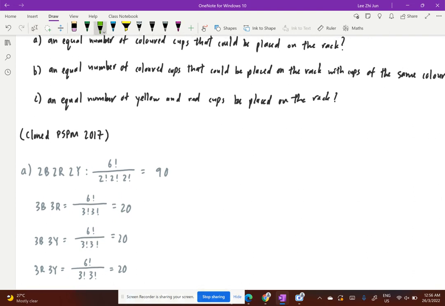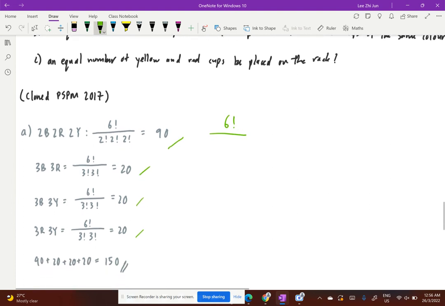Because they are identical, right? There are 6 places, so you need to divide 6 factorial by all the identical things. So 2 factorial times 2 factorial times 2 factorial. For this case it will be 90. If 3 blue, 3 red, it will be 20; 3 blue, 3 yellow, 20; 3 red, 3 yellow, 20. So 90 plus 20 plus 20 plus 20 will be 150.